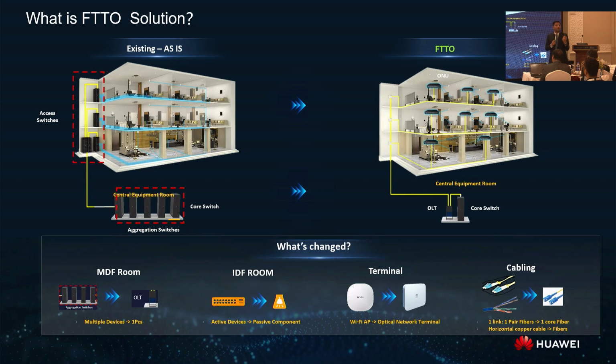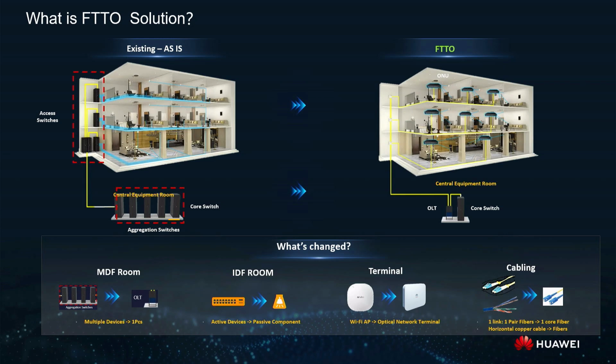So what will be changed? There are 4 main changes in this network. First, the MDF, or your main IT room, is going to change from multiple devices to one device. The second change is the IDF room: instead of active devices, we will now have only one passive device. That means no power, no space requirement, and most important, no OPEX, no maintenance required. The third is the terminal devices. Normally, even with multiple different kinds of services, we don't have only one Ethernet, and we have a lot of converters. But in this solution, you will have only one device which can fulfill all your basic requirements.